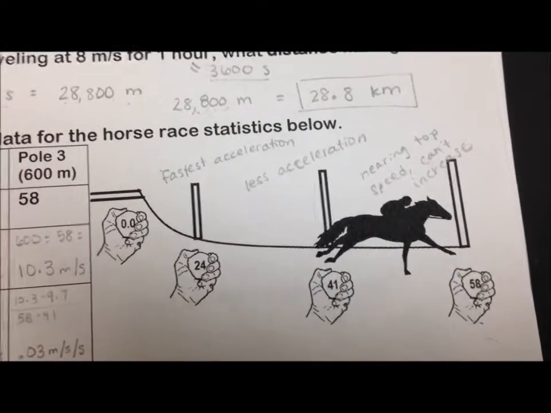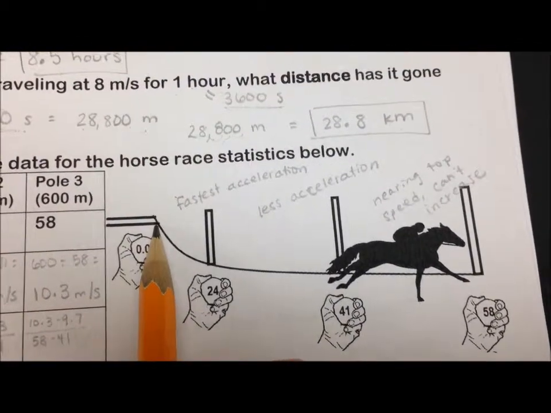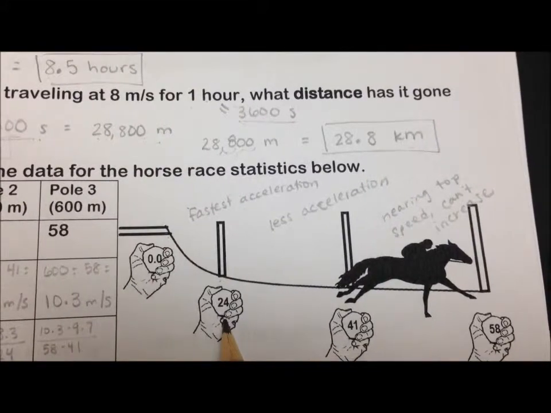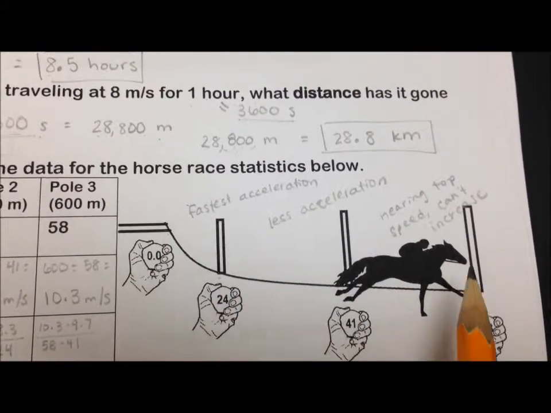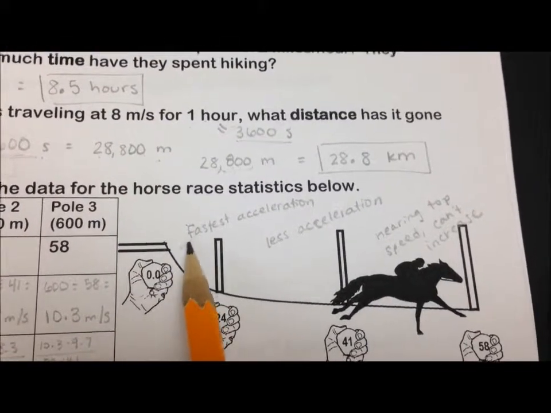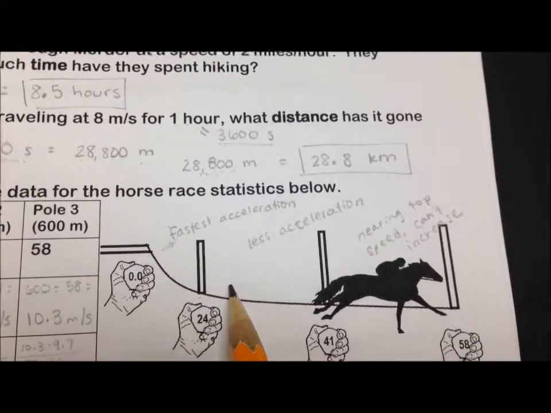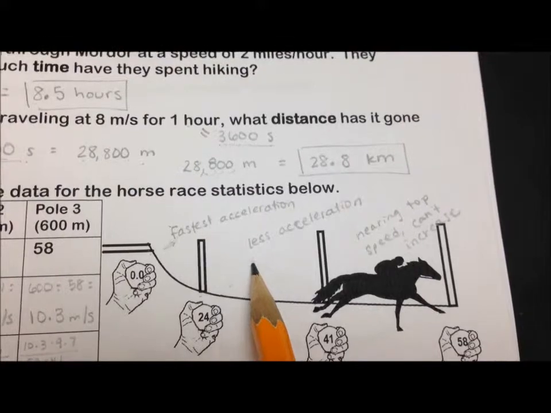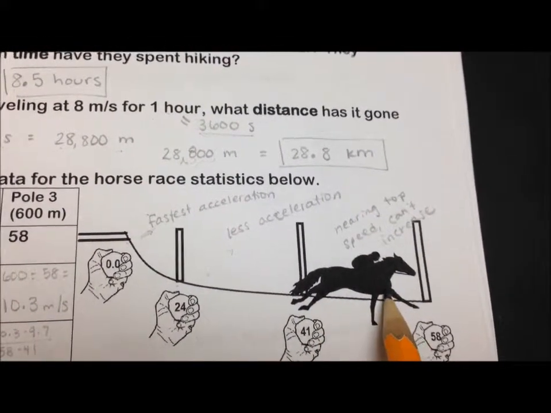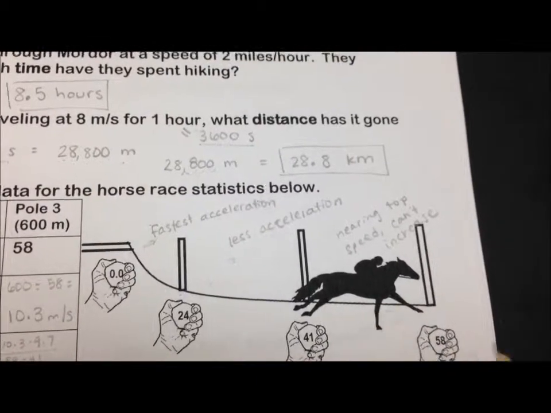Alright, so here's a racehorse. When we say go, everybody starts their timer here at 0. When they pass the first pole, timer says 24. Second pole, 41. Third pole, 58. We know that they're going to have this really fast burst of acceleration here. Then they're going to start accelerating a little bit less, and then finally they're going to start nearing their top speed. They really can't increase much more than that. And finally at the end they might slow down actually a little bit. So let's see how that works.